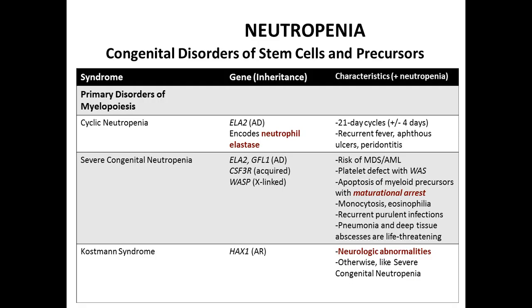And this leads us to really talking about some of the other disorders. These are non-immune. These are intrinsic disorders of neutrophil function that arise from problems with stem cells or stem cell precursors. So cyclic neutropenia is one of those things that kind of drives you crazy, because it gets better and then it goes away, and it gets better and it goes away.